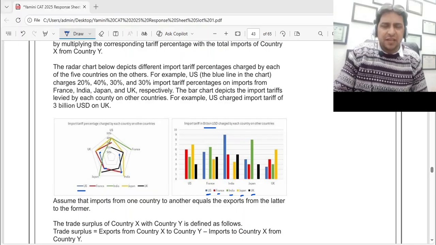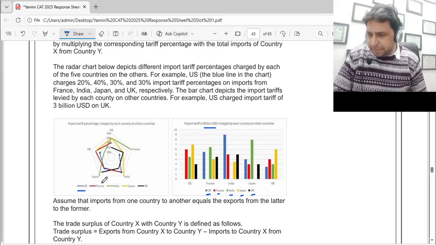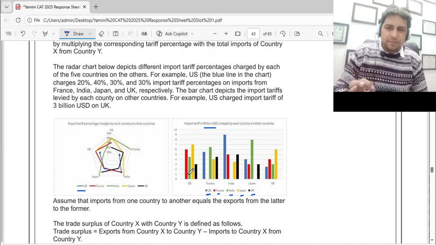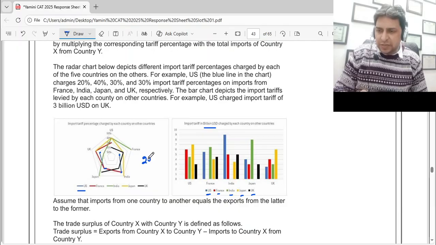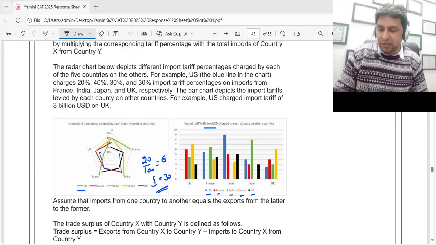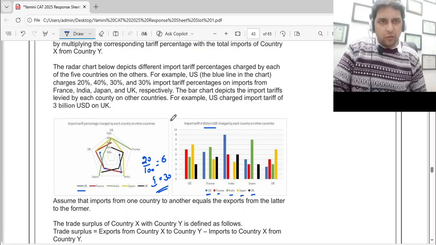So what exactly are they saying? Simple, take the case of US and France. If US tariff is 20%, that means 20% of the total value of import is equal to 6. That means the total import they are doing is 30 billion USD. Quite simple. That is the information we're going to use, and that is what they are saying in the first paragraph. We're going to do it further, and in the next questions it's going to be elaborated more clearly.